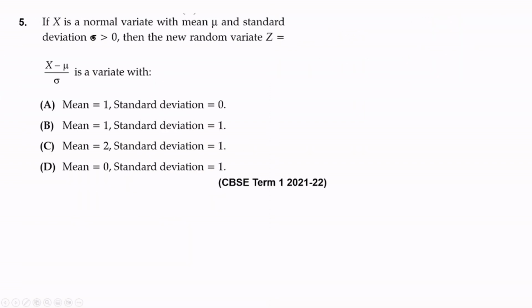Next question. If X is a normal variate with mean mu and standard deviation sigma greater than 0, then the new random variate Z equal to X minus mu by sigma is a variate with. So this is also a familiar feature of standard normal variate, which is Z given by X minus mu by sigma. So here the new normal variate Z has mean equal to 0 and standard deviation equal to 1. So the correct option is option D.